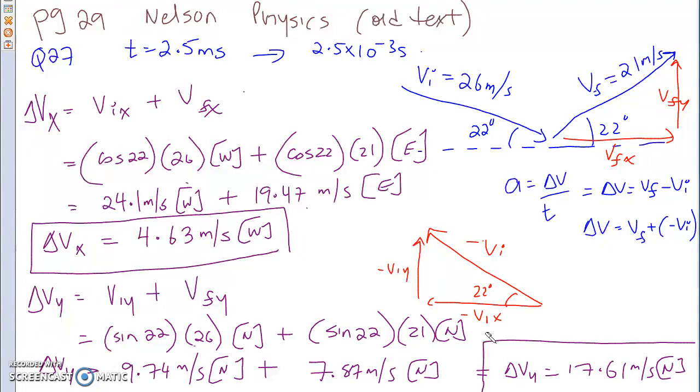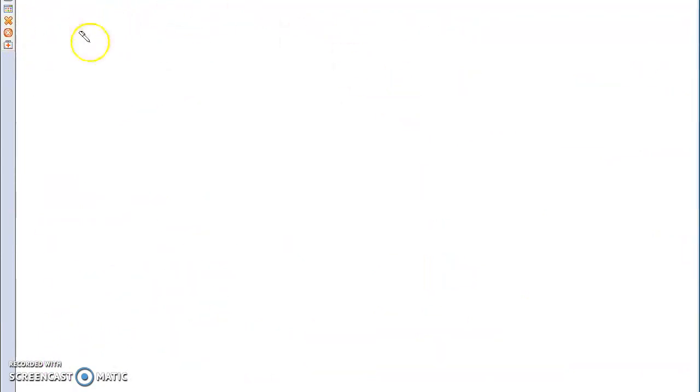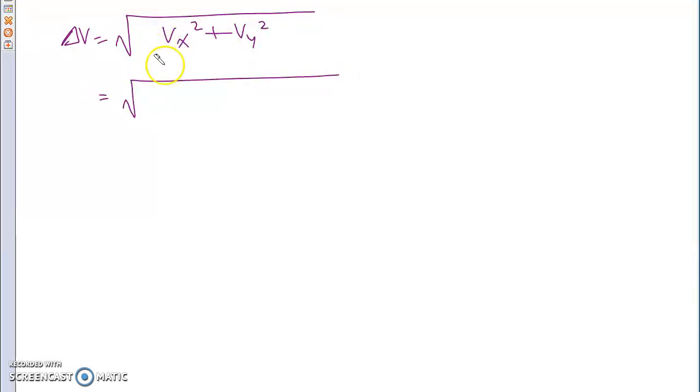Are we okay with this? So far so good? Okay, let us erase this and go to the next section. Now we're going to use Pythagorean to solve for it. So you've got your delta v, which is the square root of vx squared plus vy squared. That's 4.63 squared plus 17.61 squared. What do you get for your delta v?